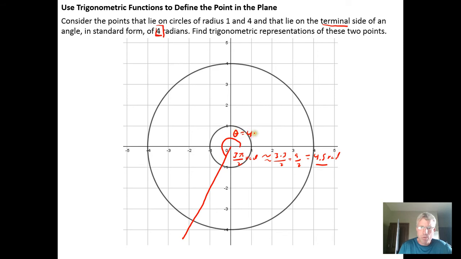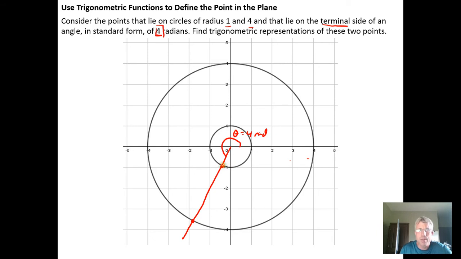That is equal to 4 radians. There's a reasonable depiction of that angle. And we're asked to find the points that lie on the circles of radius 1 and 4 that make this angle of 4 radians in standard form.